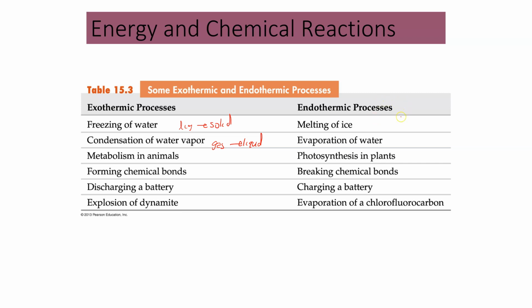Let's look at the flip side, melting of ice. In order to melt ice, what do you have to do? Add heat, right? Because you're going from a solid to a liquid. So you're adding heat to make this happen. As a result of that, this is endothermic. Evaporation of water, which is going from liquid to gas. You're again adding heat.